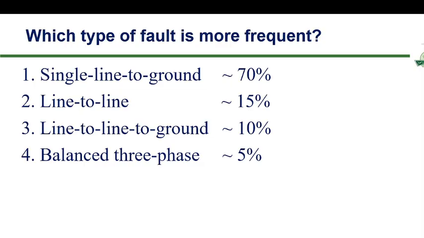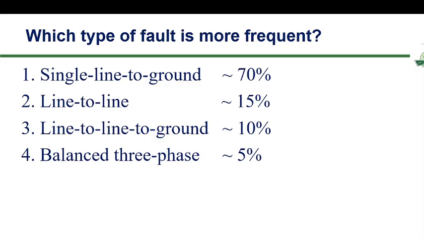All right, this slide is highlighting the relative frequency of different types of faults in power system, emphasizing which ones you are most likely to see in practice. The most common fault is the single line to ground fault, accounting for approximately 70% of all faults. This high occurrence is mainly due to environmental factors such as lightning, insulation failures, or contact with trees and ground objects, as I discussed before.